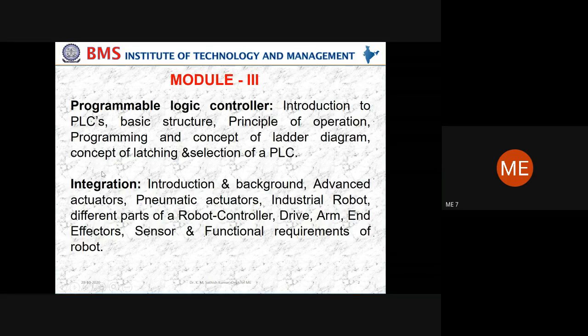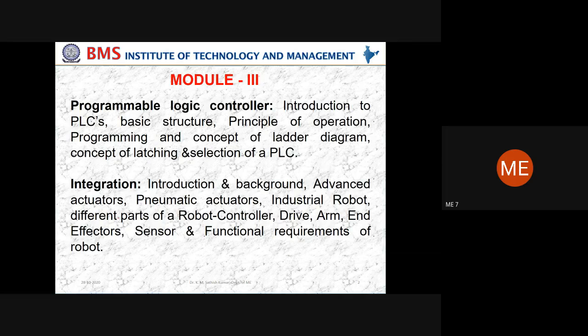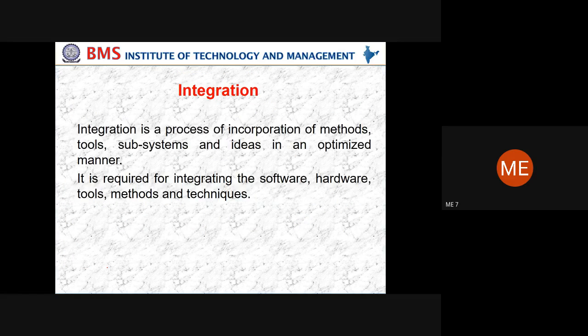In the integration chapter we will understand the background of this subject, and then we'll understand about the advanced actuators, and then the pneumatic actuator, industrial robot, different parts of a robot: controller, drive, arm, end effector, sensor, and functional requirements of a robot. So this is the content of this particular chapter. That is what we'll be doing in integration. Now let's start with the concept of integration.